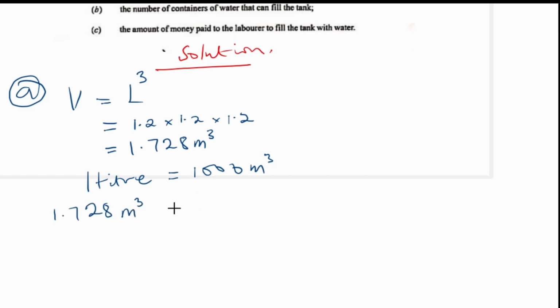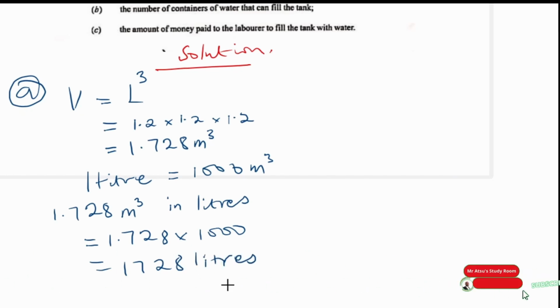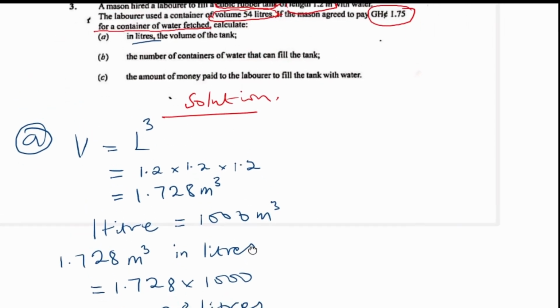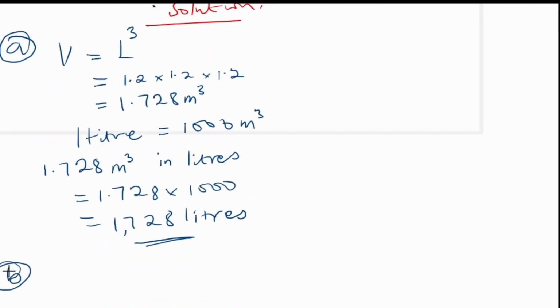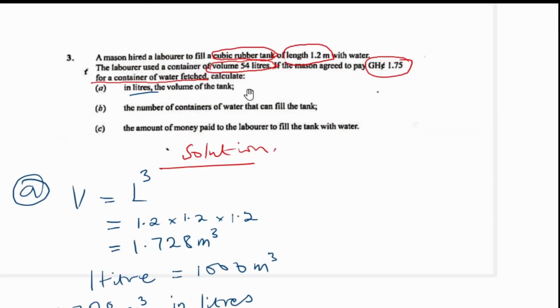Then 1.728 cubic meters into liters is going to give us 1.728 times 1000, and that will give us 1728 liters. And that is the volume of our tank in liters, and that answers the first part of the question, which is the A part. Let's go to the B part, and that says that we should calculate the number of containers of water that can fill the tank.